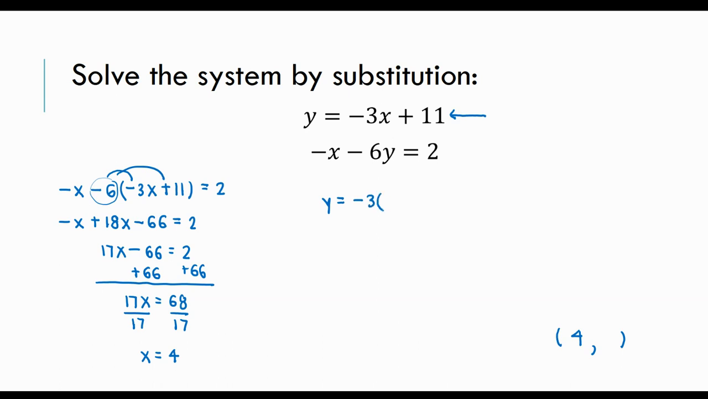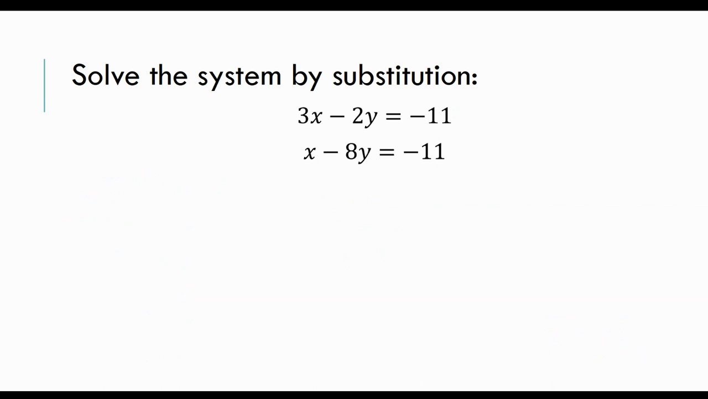So y equals negative 3 times 4 plus 11. So now I can start solving for y, which is what I want. Negative 3 times 4 is negative 12. And when I add 11 onto it, I get the value for y to be negative 1. So 4, negative 1 would be my solution.